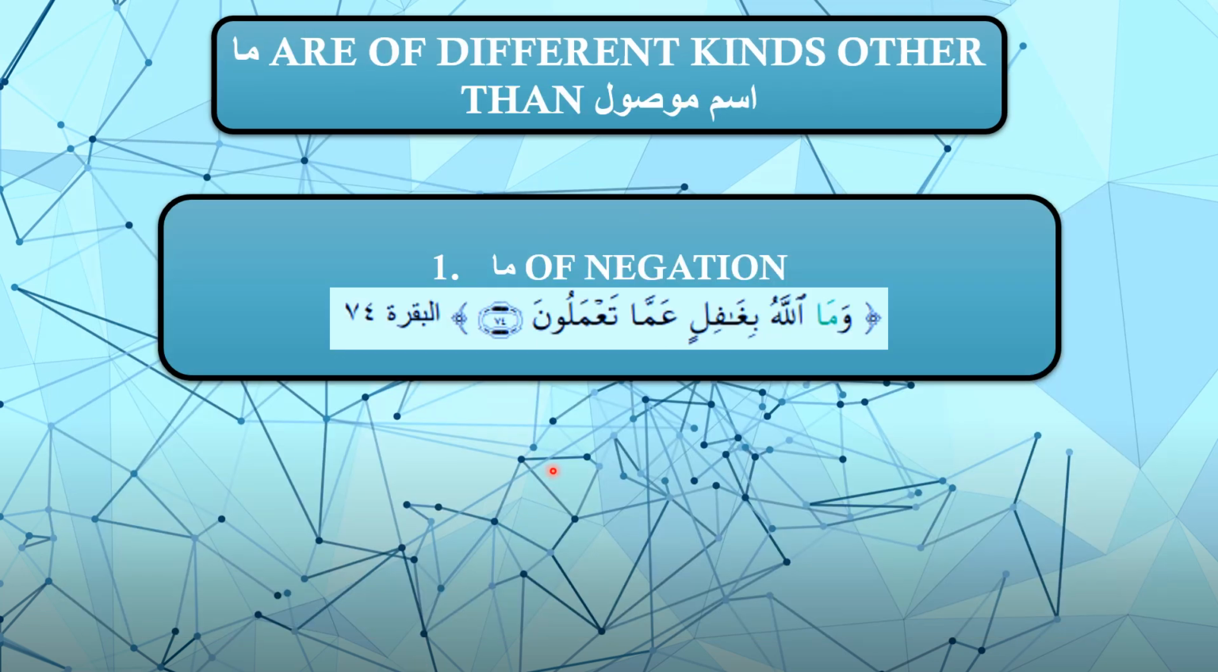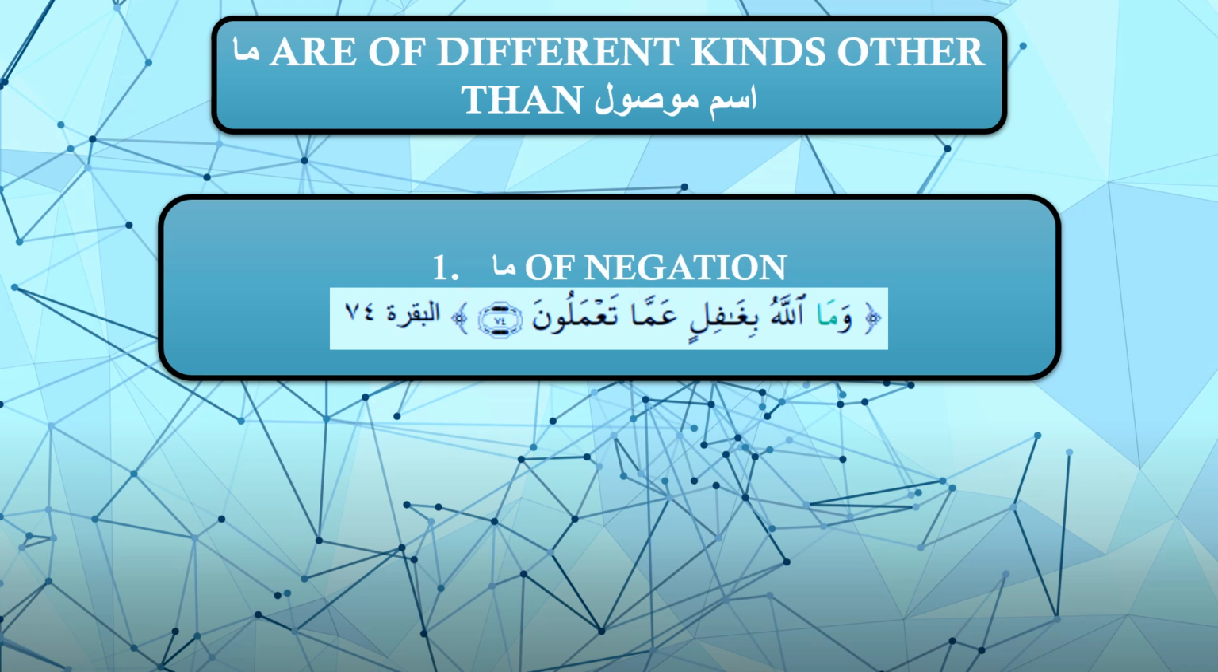Let's learn the four types of ma. The first one is ma of negation. So it is a sentence like wama Allahu bighafilin. Actually it means that Allah is not unaware of what you do. So the meaning is that Allah is aware of what you are doing. So the first one is ma of negation.